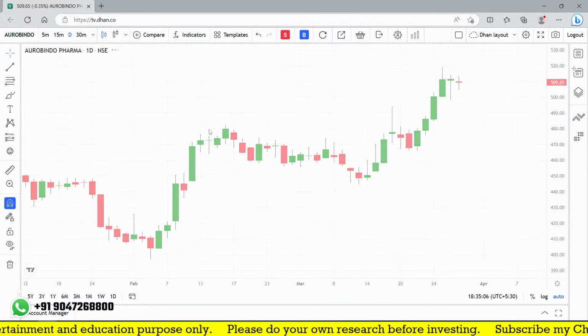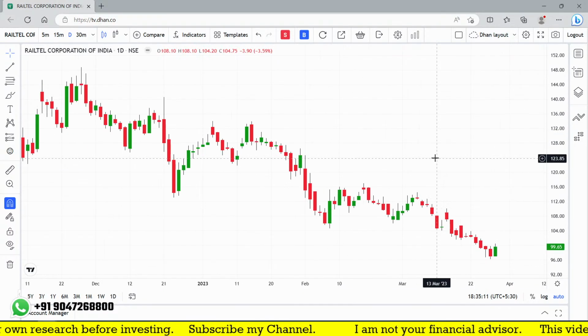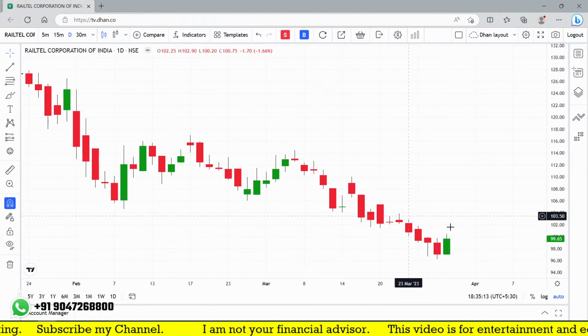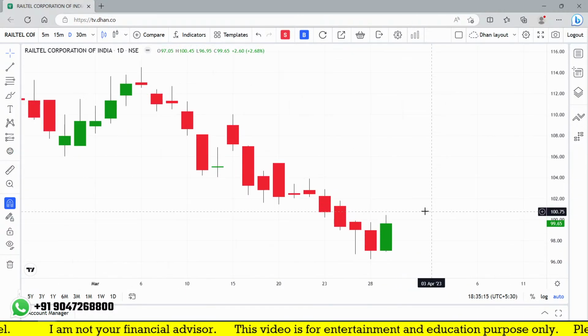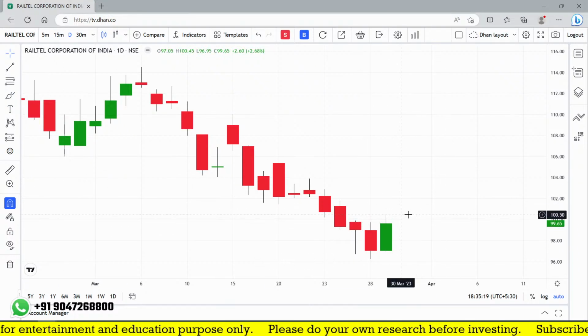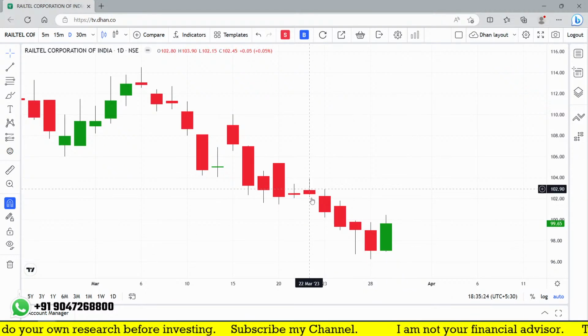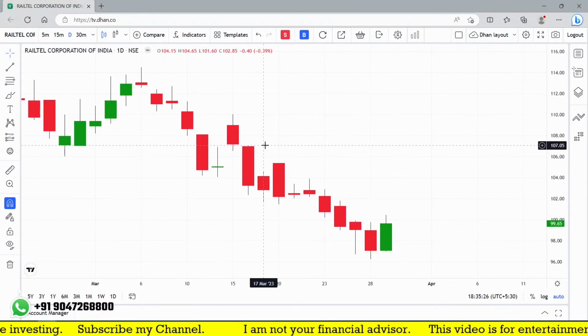This is a stock you asked about today, and this also looks good. After a huge consecutive downtrend, LTEL Corporation is forming a bullish pattern. So maybe from above 100 rupees you can go, with the stop loss below 96. At least you can wait for up to a 50% recovery from this level.